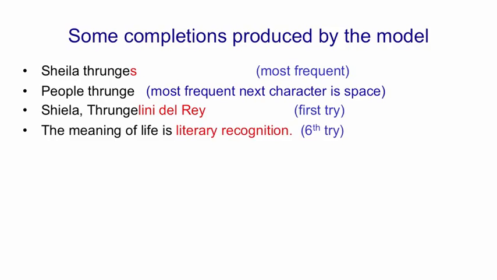You can also give it "the meaning of life is" and see what comes next. If it produced 42, that wouldn't be very interesting, because I'm fairly sure that'll be somewhere in Wikipedia. It produces random things, but in its first 10 tries, it produced "the meaning of life is literary recognition", which is syntactically and semantically sensible.